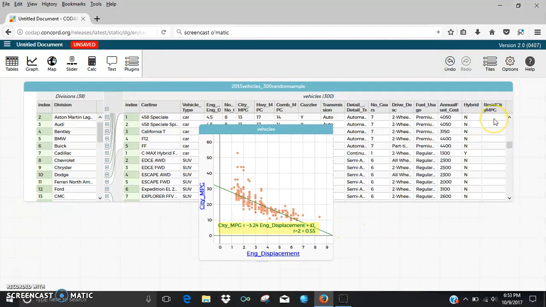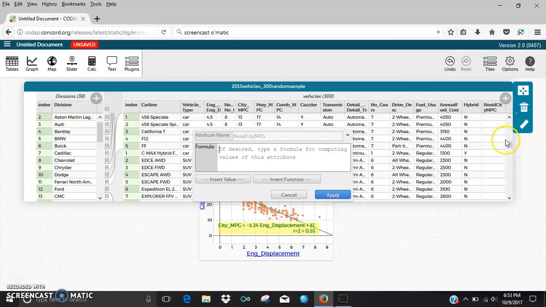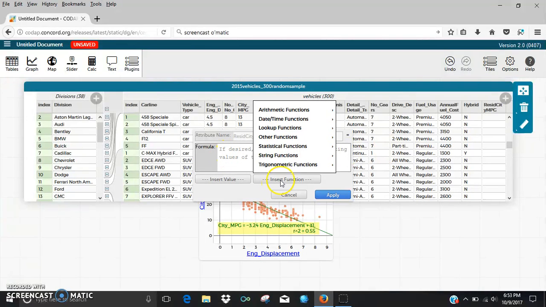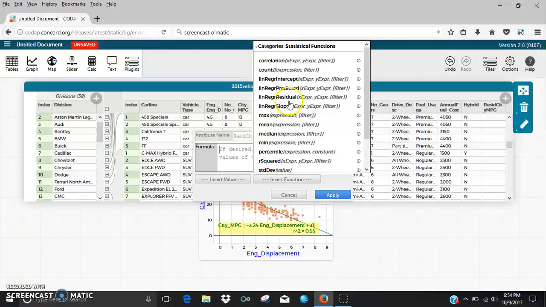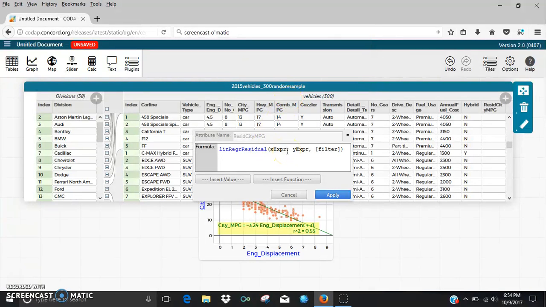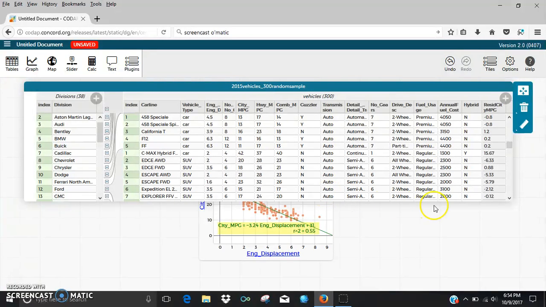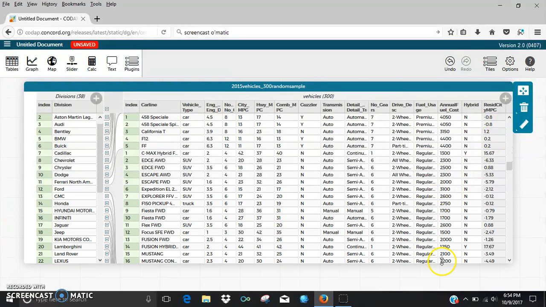We can create a new category. I called it residual for city MPG, and we could ask the program to calculate the residuals for all of our data. Our x variable is engine displacement. Our y variable is city MPG. And that is all we need. And the program has now calculated the residual values for all of our data.